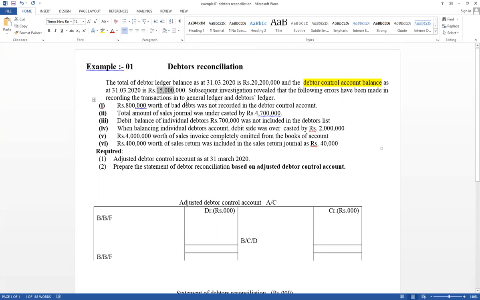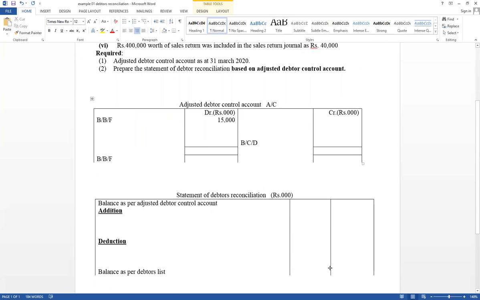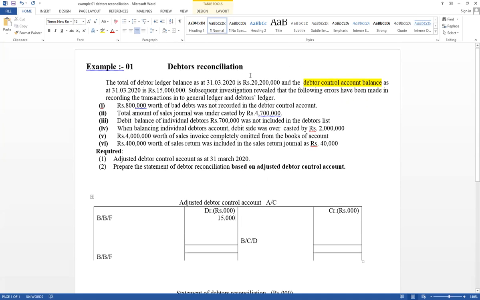Right, the control account balance is given as 15,000 closing balance. This is an incorrect value. If it had been correctly recorded, the control account balance should equal this balance. Now, as the balance brought forward in the adjusted debtor control account, 15,000, the debtor control account balance, values recorded in thousands. If it is correctly prepared, the closing balance here should be equal to this value, 20,200. Right. If errors occur in the general ledger, the control account should be adjusted.